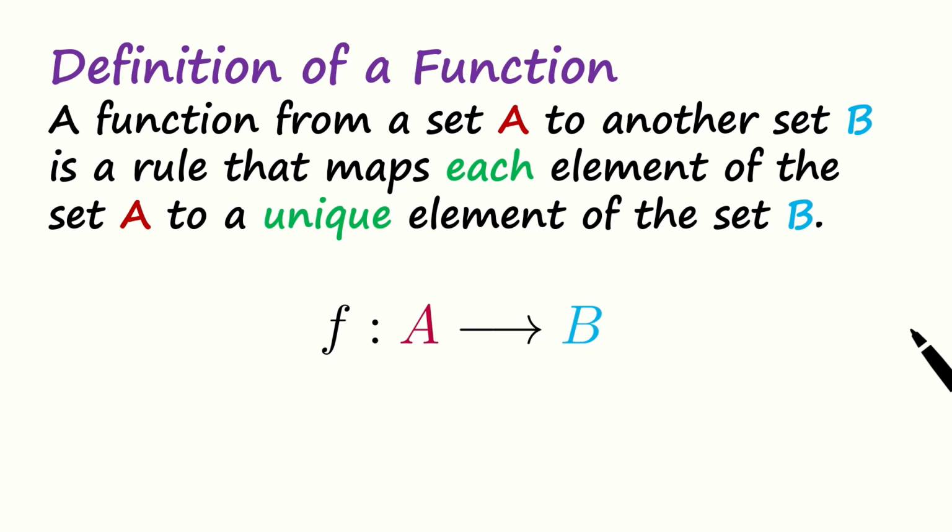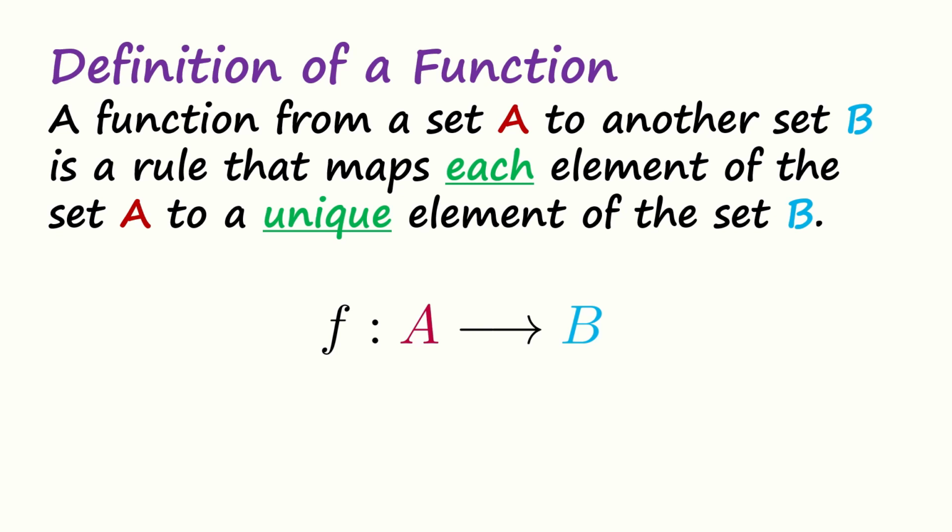The definition of a function has two important points: each element and unique element. The rule must provide mapping for each element of the set A. If there is an element in the set A for which there is no associated element in the set B, then the rule is not a function. It could be something else, but mathematically we do not call it a function if it does not provide mapping for each element of the set A.